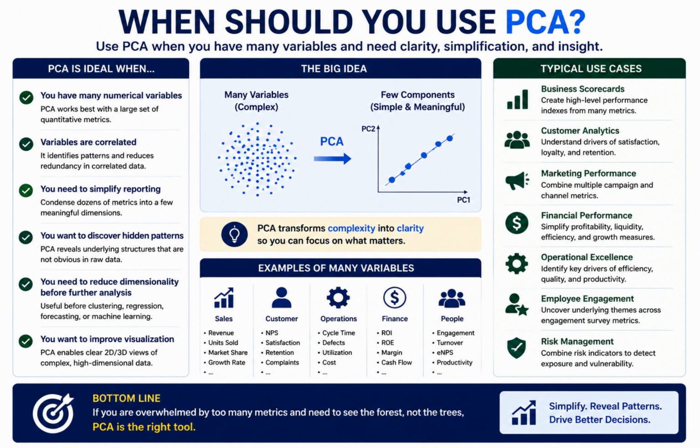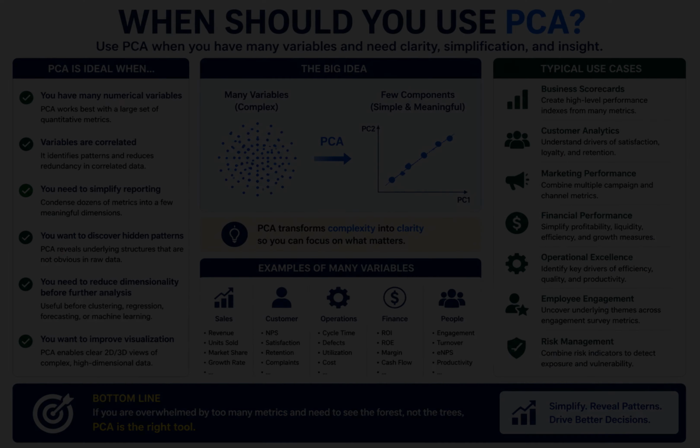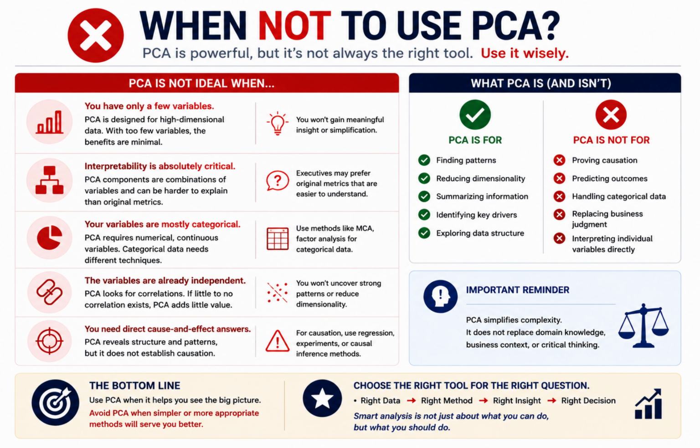Of course, PCA isn't always the right answer. Let's look at situations where you should avoid using PCA. When not to use PCA. PCA is powerful, but it isn't always the right tool. If you only have a few variables, PCA usually won't add much value. If interpretability is absolutely critical, executives may prefer the original metrics instead of PCA components. PCA also works best with numerical data, so it may not be appropriate when most variables are categorical.